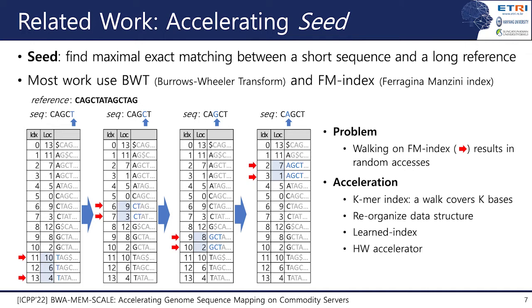Several acceleration techniques have been proposed for FM index algorithm. For example, various k-mer indices have been proposed. With such indices, a work on the index covers k bases in the sequence. Also, some work reorganizes the data structure of the index to make access patterns more sequential. And some hardware accelerators are designed for the FM index algorithm.